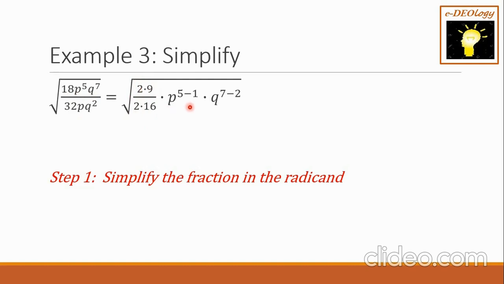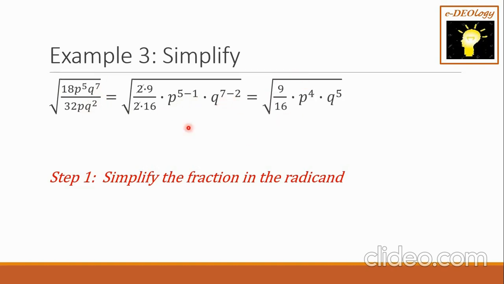For the p, there is an exponent of 5 in the numerator. There is p in the denominator with exponent 1. So we can show that this is p raised to the difference of 5 minus 1. And for the q, we have in here q raised to 7 in the numerator. We have q squared in the denominator. So we can combine them by putting q raised to the difference of 7 minus 2.